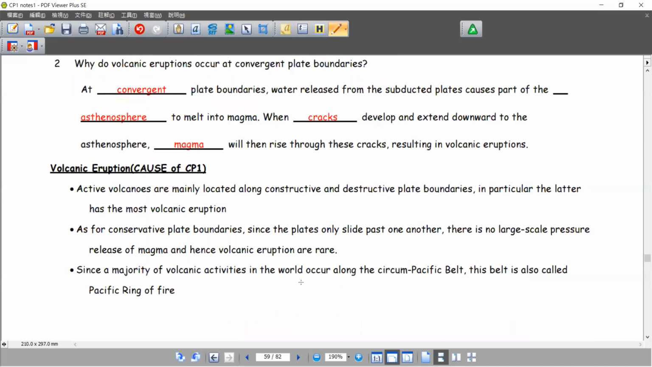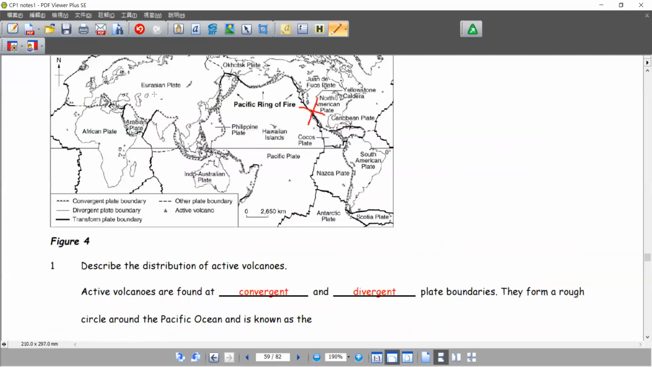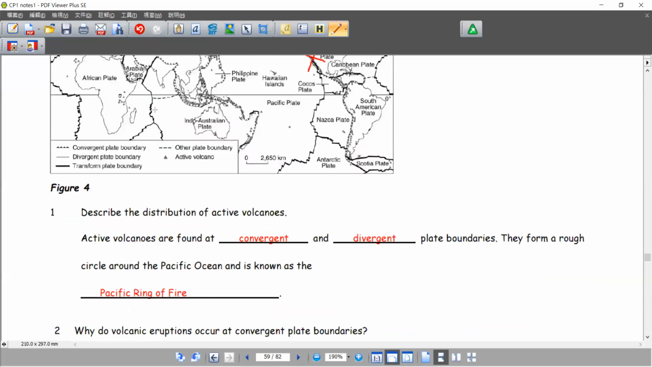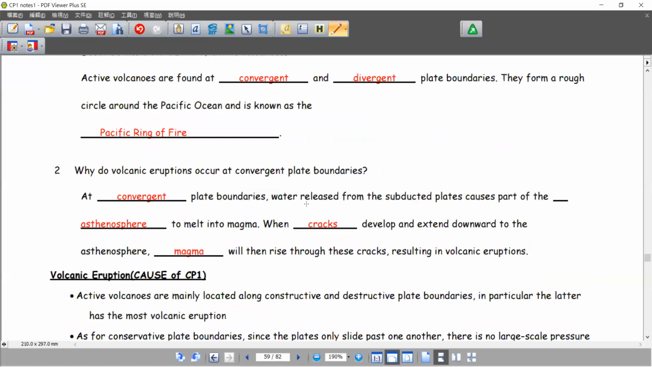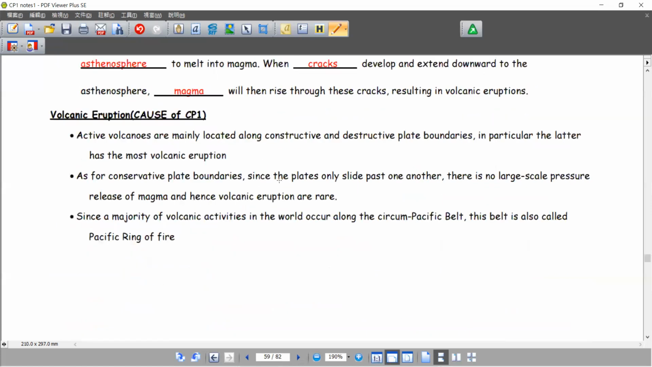So accordingly, there are a lot of convergent plate boundaries, where water released from the subducting plate causes part of the asthenosphere to melt into magma. When the cracks are developed, because the destructive plate boundary as well as the constructive plate boundary is moving, the magma will rise through the cracks and cause the volcanic eruption.